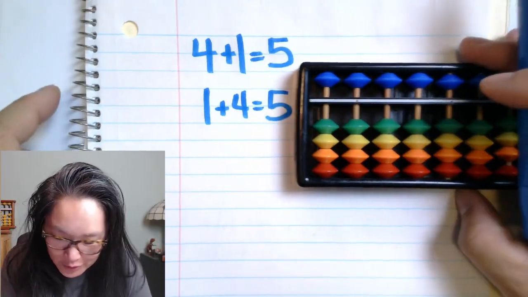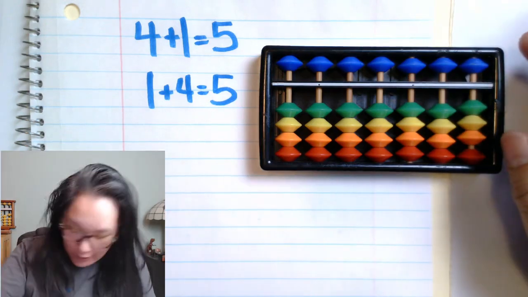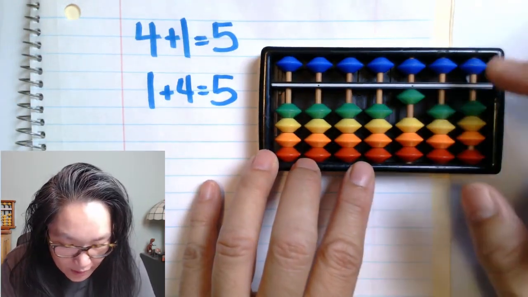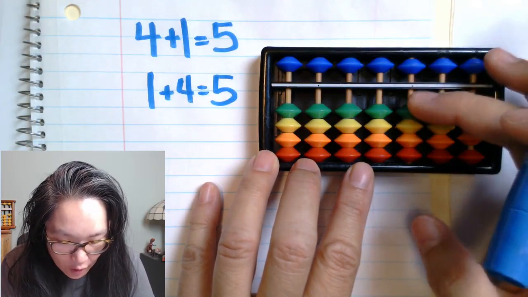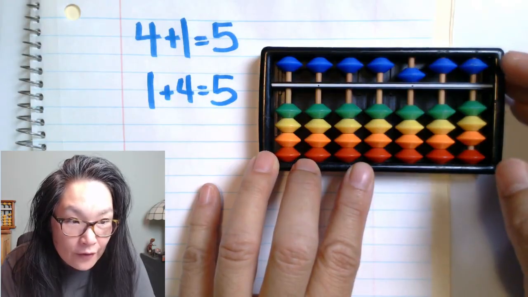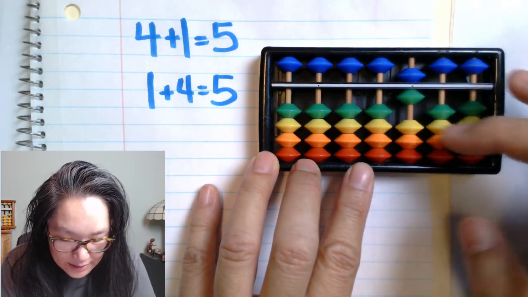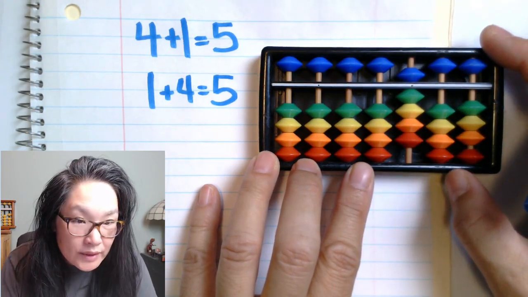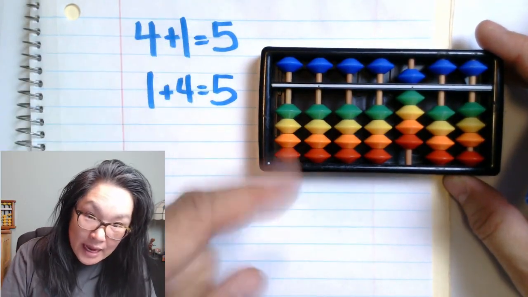I really enjoy showing how to read the abacus. Do you know how to count, Mira? So we do 1, 2, 3, 4, and then the top bead has a value of 5. So this is 5, 6, 7, 8, 9. What we need to do is understand how to read the abacus. When we can read the abacus, then we can start going into adding and subtracting.